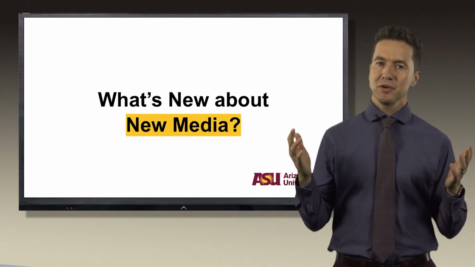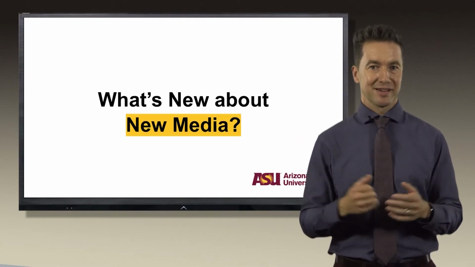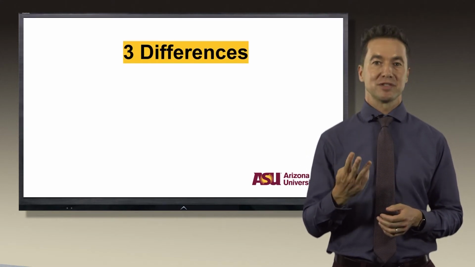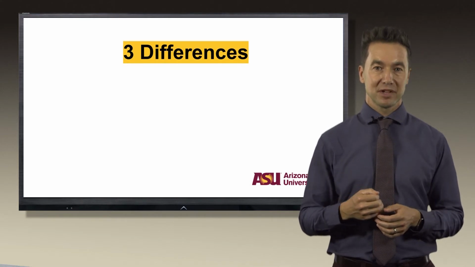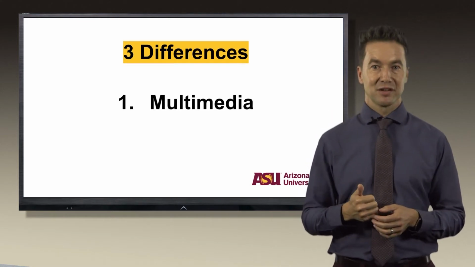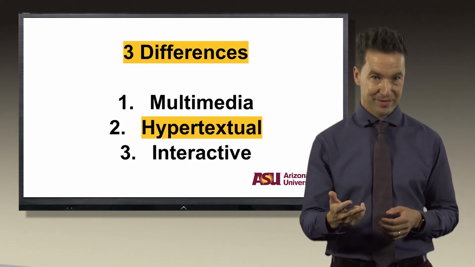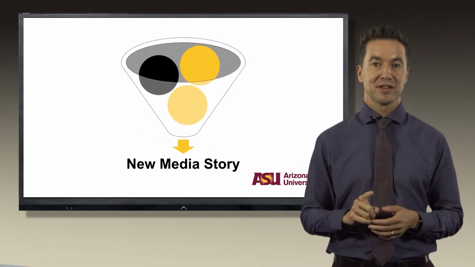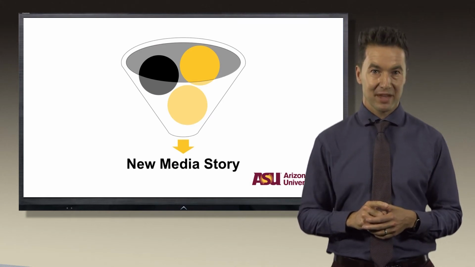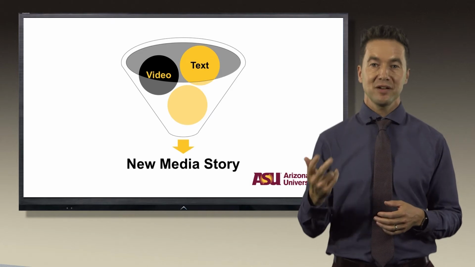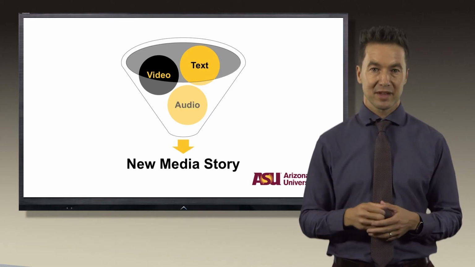So, what is so new about new media? How is it different from print and broadcast journalism? There are three main differences. New journalism is multimedia. It uses hypertext links, and it is interactive. First, there is multimediality. Digital media journalism can use text, video, and audio to tell a story.